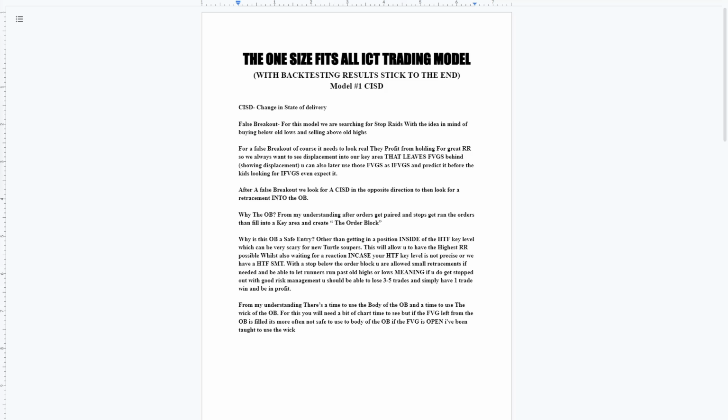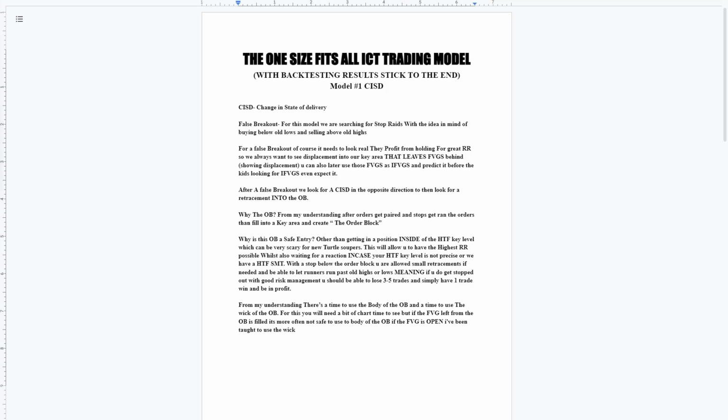So we're going to have to see displacement into our key areas that leave fair value gaps and show displacement, right? And fake even ICT traders out, because they think it's a market structure shift, right? You can later use these FVGs as IFVGs and predict it even before the kids looking for the IFVGs expect it. Okay, after a false breakout, we look for a CISD in the opposite direction to then look for a retracement into the order block.